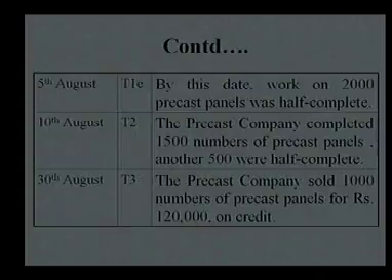In T1E, by August 5th, you find that work on 2,000 precast panels was half complete. On 10th August, the precast company completed 1500 numbers of precast panels. Another 500 were half complete. On 30th August, the company found that it has sold 1000 numbers of precast panels for rupees 120,000 on credit.